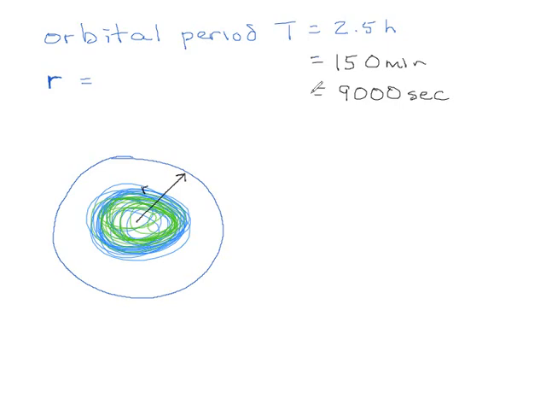So that's how high up our object is. Sorry, that's not how high. That's how long it takes to go around an orbit once. And what can we find from that? We have period. We're trying to find our radius. We don't know our velocity. That's a bit of a problem.